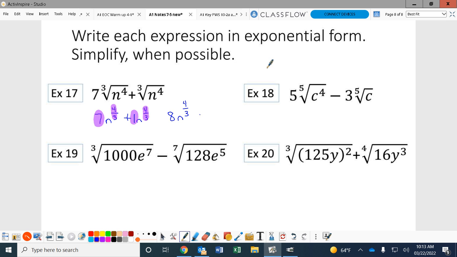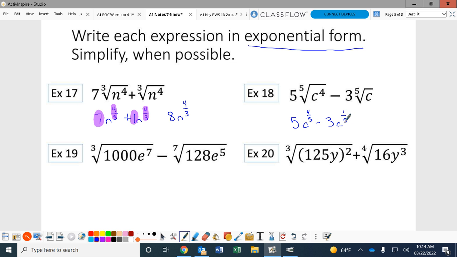It says leave it in exponent form. So we're leaving it in exponent form. Okay, let's do it again. 5 is on the outside. C goes next to it. What is the power that's going to go on this C? 4/5. Good. Minus 3. C to the, what's the power on this C?